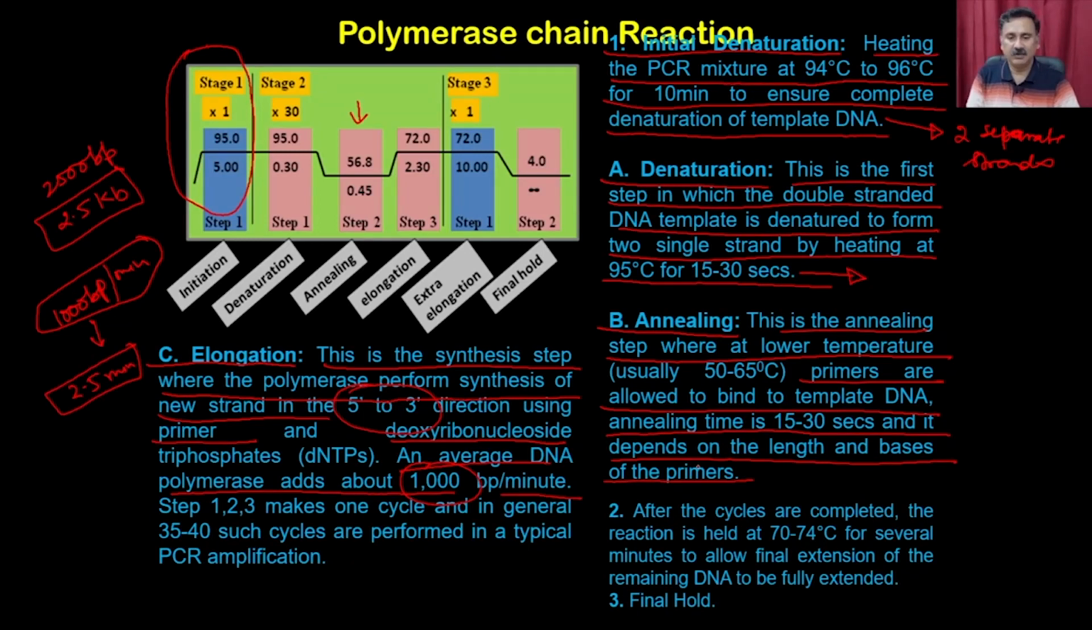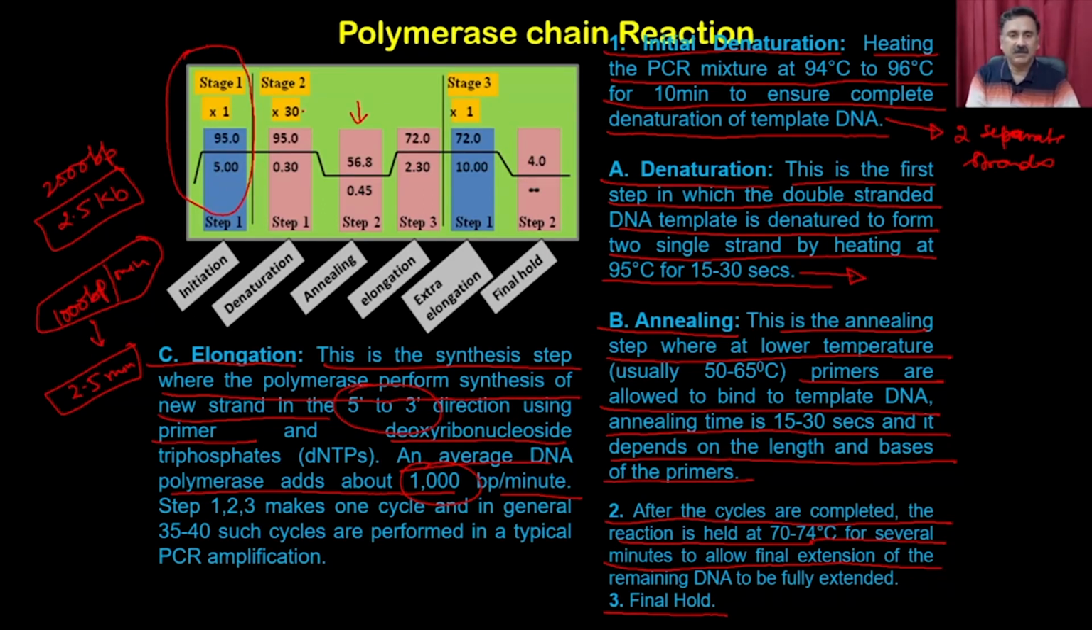So after this, you're going to have the final elongation. In stage 3, you're going to have a final elongation. After the cycles are complete, the reaction is held at 70 to 74 degrees Celsius for several minutes to allow the final extension. And then you're going to have the final hold, which means the final hold at 4 degrees.